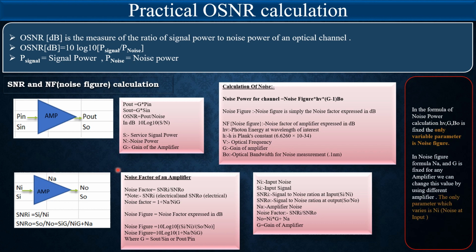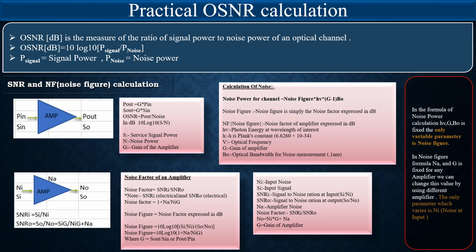This is a very important point. In the noise figure formula, Na and G are fixed for any amplifier, and we can change the value by using a different amplifier. The only parameter which varies is Ni, the noise at input. Suppose this Ni passes through this amplifier; when it comes out of the amplifier it converts into N out. So the noise power of the channel depends upon the noise figure, and for the next amplifier this will be the Ni. That will increase the noise power, and that's why the OSNR keeps decreasing whenever an optical amplifier is introduced.